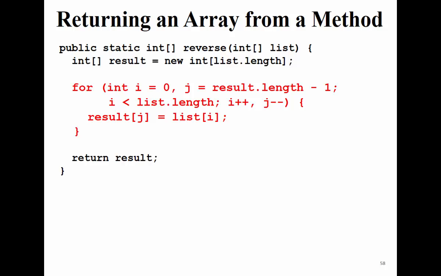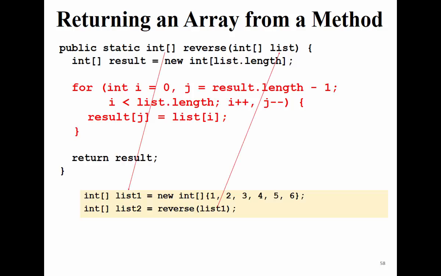So i is equal to 0 and, comma, j is equal to result.length minus 1. So we have two indices here, i and j. i is pointing to 0 and j is pointing to the last element of result. Then I ask if i is less than list.length. If that's true, increment i and decrement j. And then we have result[j] is equal to list[i]. So I'm returning an array in reverse order.